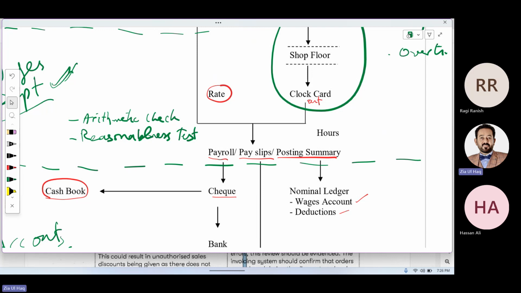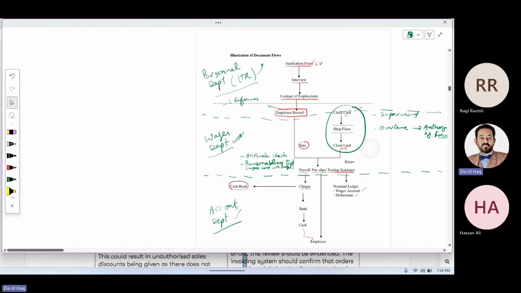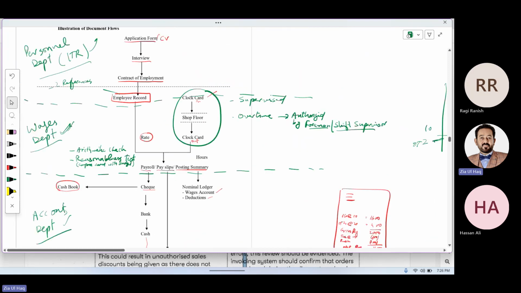What is the reasonableness test? Compare current with budget to control the variances. So there should be segregation of duty between employee record maintenance and wage preparation to avoid fictitious employees creation. There should be segregation of duty between wage preparation and wage payout to avoid fictitious hours payment.